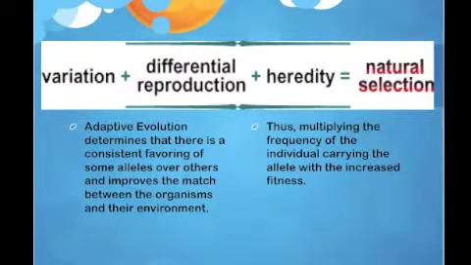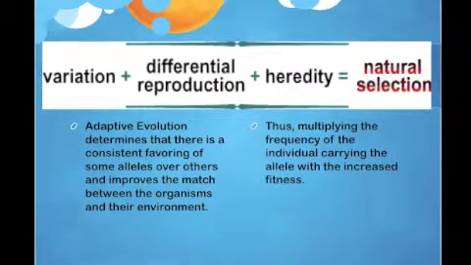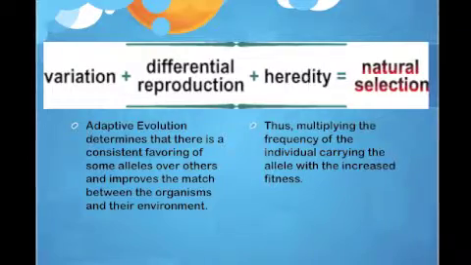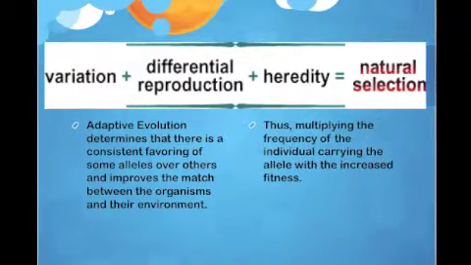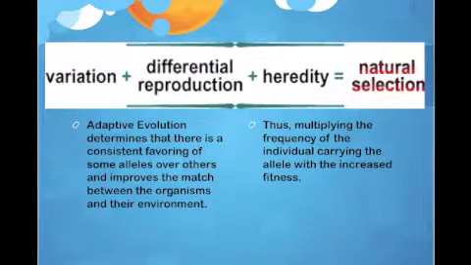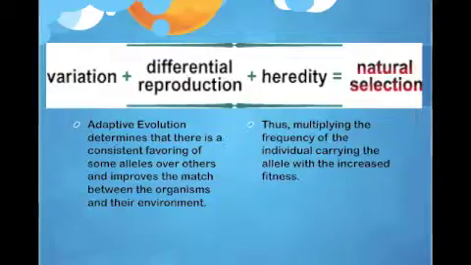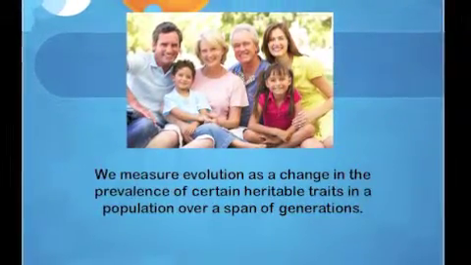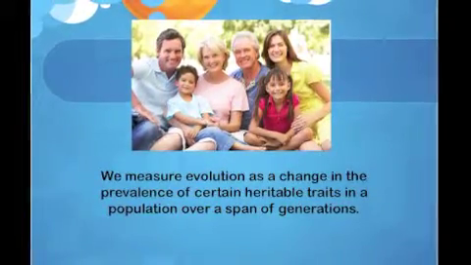Adaptive evolution determines that there is a consistent favoring of some alleles over others and improves a match between the organisms and their environment, thus multiplying the frequency of the individual carrying the allele with the increased fitness. We measure evolution as a change in the prevalence of certain heritable traits in a population over a span of generations.